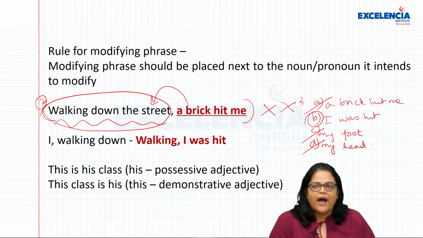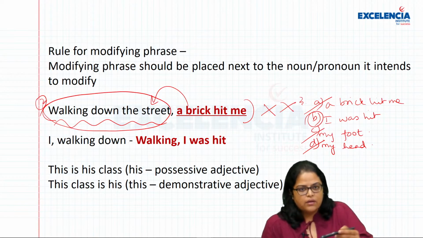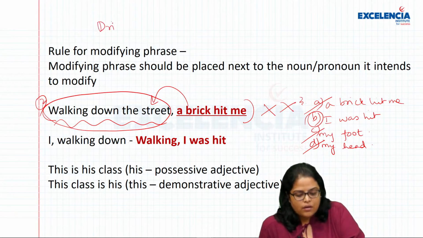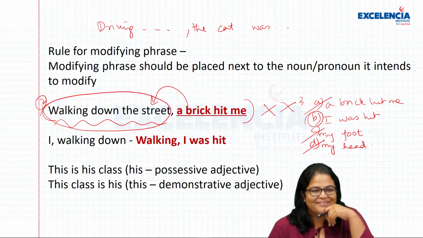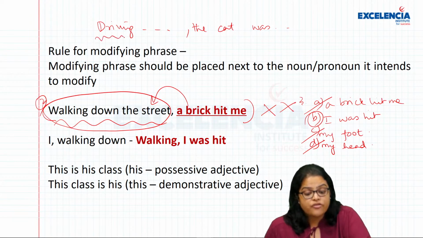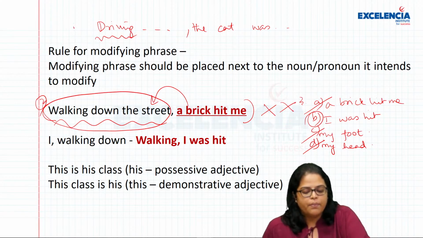Amanda, tell me, if I say driving down the lane, the cat was hit by me, is that right or wrong? Yes, it is correct, ma'am, because it's a continuous action. So it's not a continuous action, Amanda. Driving is not a verb. There is no helper verb.